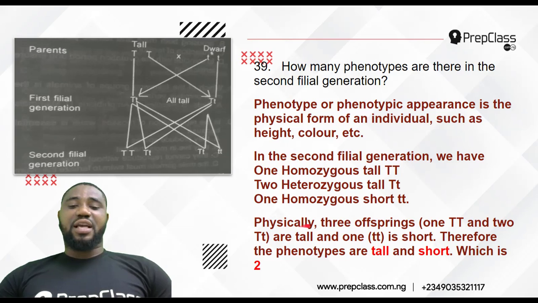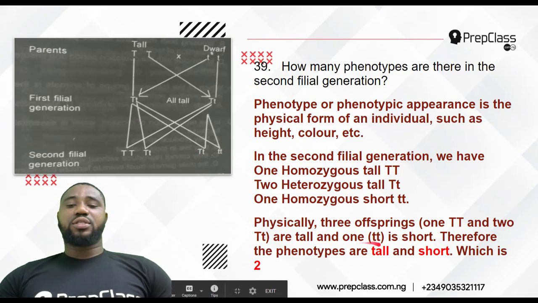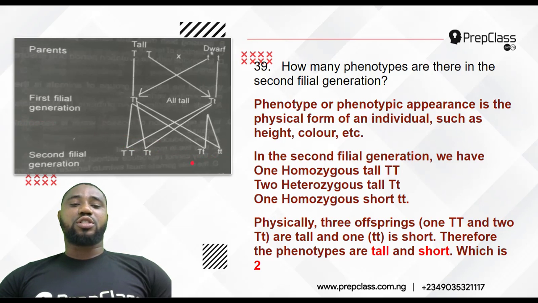So I said that physically 3 offsprings, that's 1 capital letter T, capital letter T, and 2 capital letter T, small letter t are tall. So 1, 2, 3 are tall. And 1 small letter t, small letter t is short. So 1, 2, 3 are tall, while this one is short. Therefore, the phenotypes are tall and short. The ratio of tall to short is 3:1.